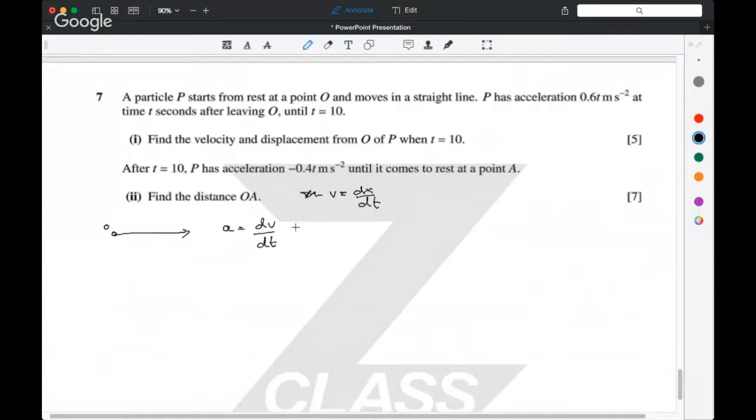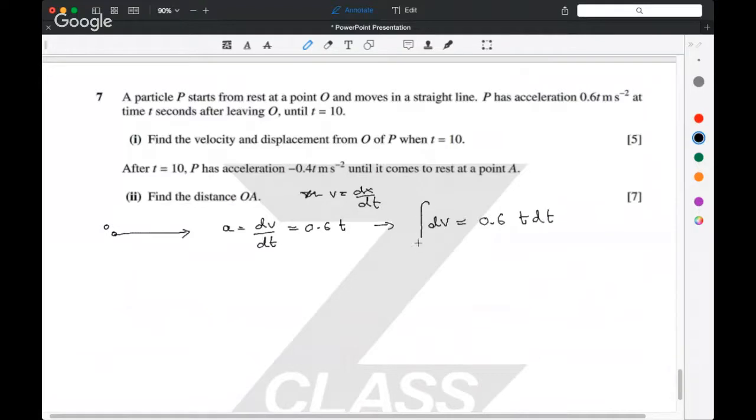So we've got the acceleration is equal to dv/dt, and that's equal to 0.6t. So we're going to rearrange this and use separation of variables. So we bring all the v's on the left-hand side and all the t's on the right. Well, there aren't any v's except for dv, so we just have dv is equal to 0.6t dt.